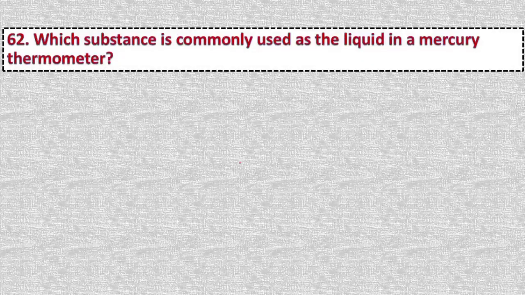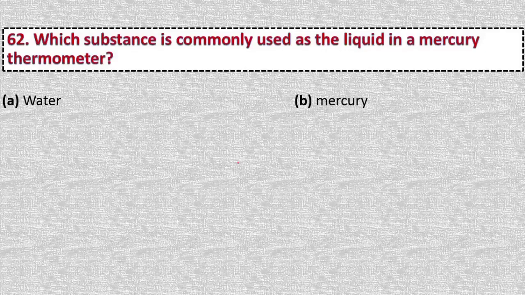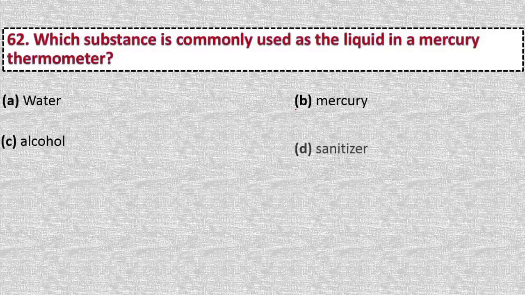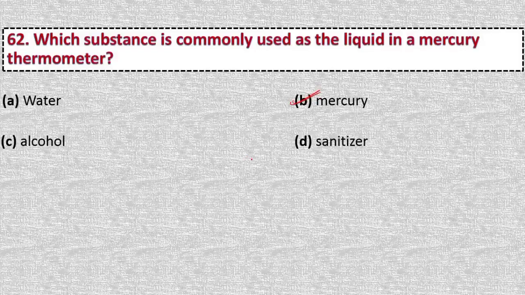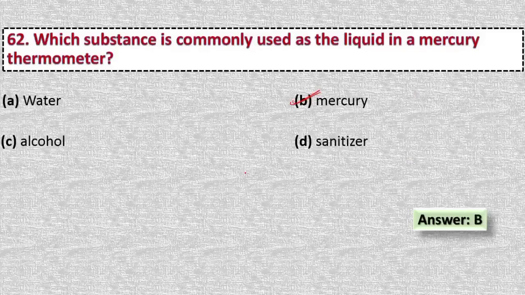Which substance is commonly used as the liquid in a mercury thermometer? We know that in a liquid mercury thermometer we use mercury, which is a liquid metal. That's it for the chapter.